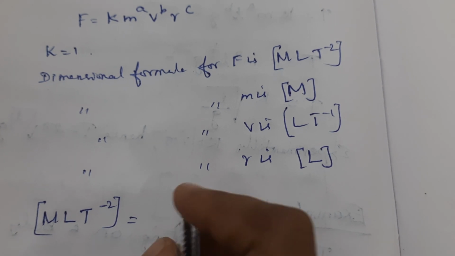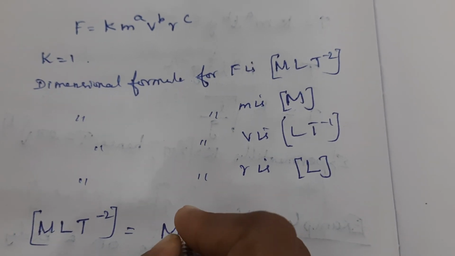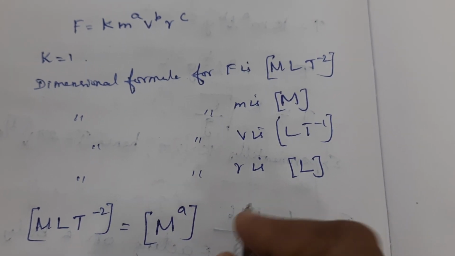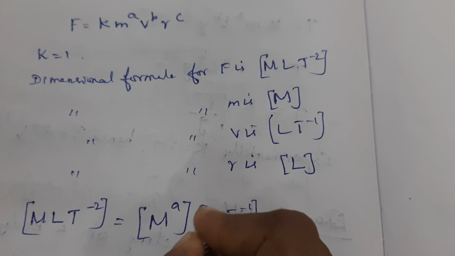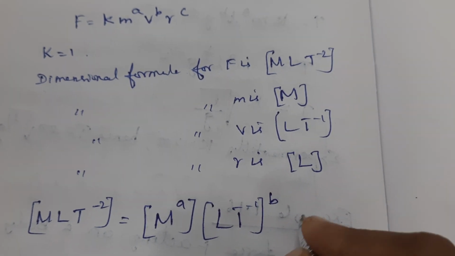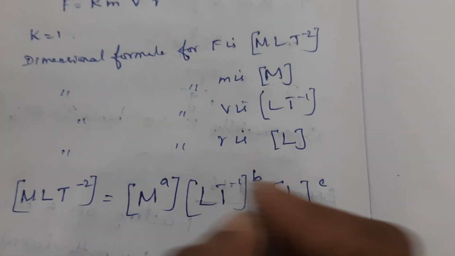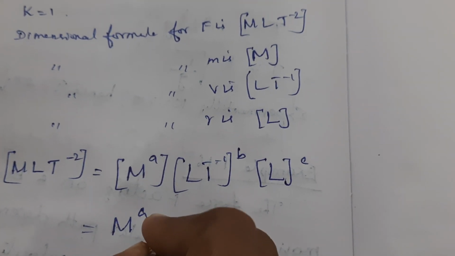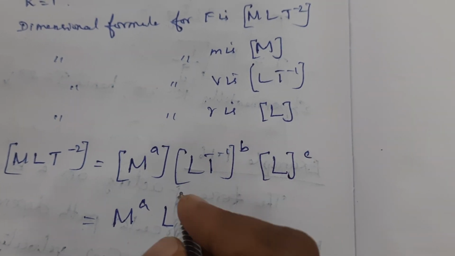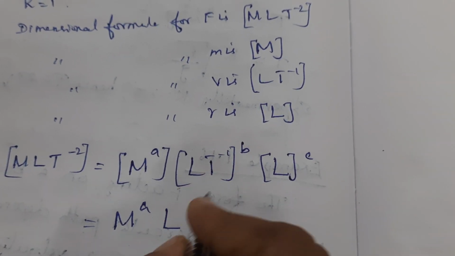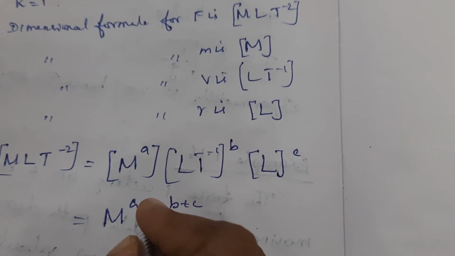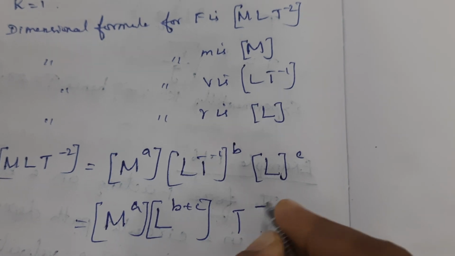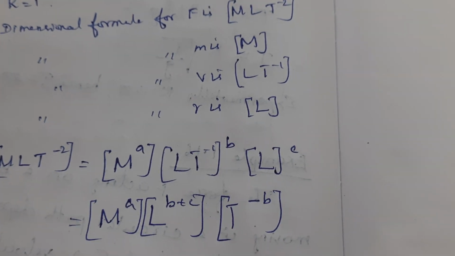K is equal to 1, it has no dimension. So M power a, then V is LT power minus 1, the whole power b, and L power c. So we can rewrite here M power a, L power b plus c, and T power minus b.